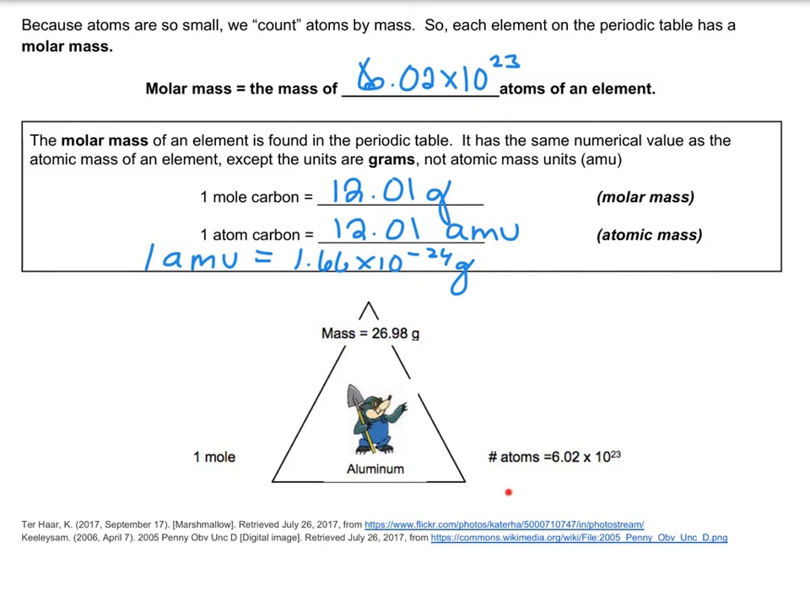Here's a little picture that kind of ties everything together. If you look at aluminum on the periodic table, it's element number 13. You'll see it has a mass of 26.98 grams if you have a mole of it. And if you have a mole of it, you will have 6.02 times 10 to the 23rd atoms.